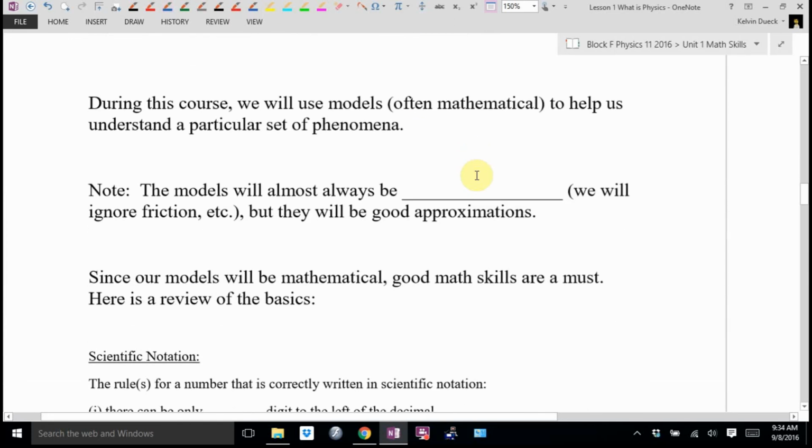During this course, we will use models, often mathematical, to help us understand a particular set of phenomena. But I have to start out always by telling you these models will almost always be partly wrong. I'm going to lie to you a lot. But there'll be good approximations. We'll be close. And I will try and tell you when I'm lying to you for the sake of mathematical convenience and pretty physics as opposed to going all the way down to yuckier physics.